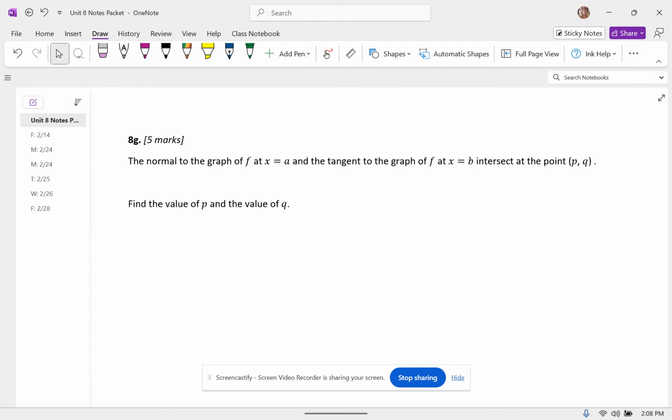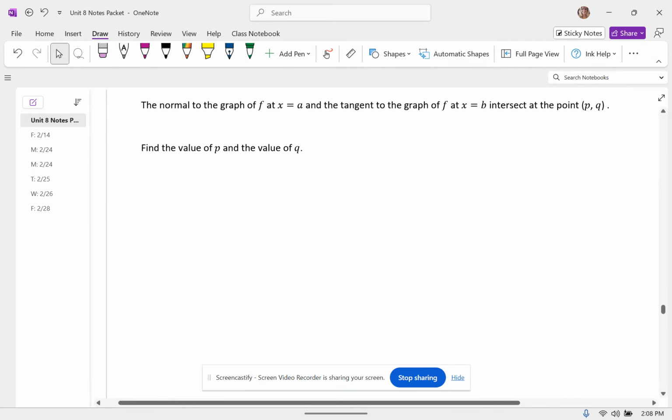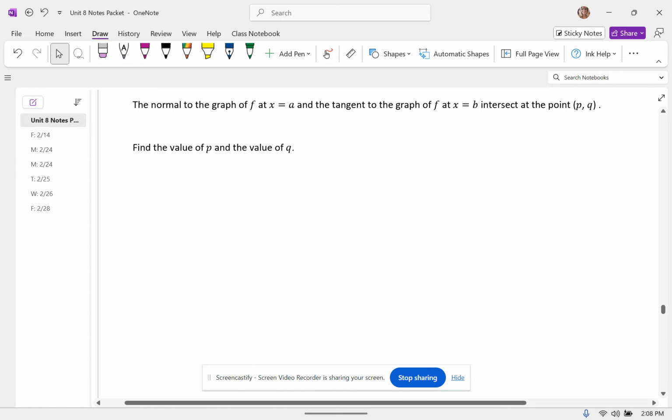1, 2. The normal to the graph of f at x equals a and the tangent to the graph of f at x equals b intersect at the point PQ. Find the value of P and the value of Q. For those at home, just thank goodness you're not here.